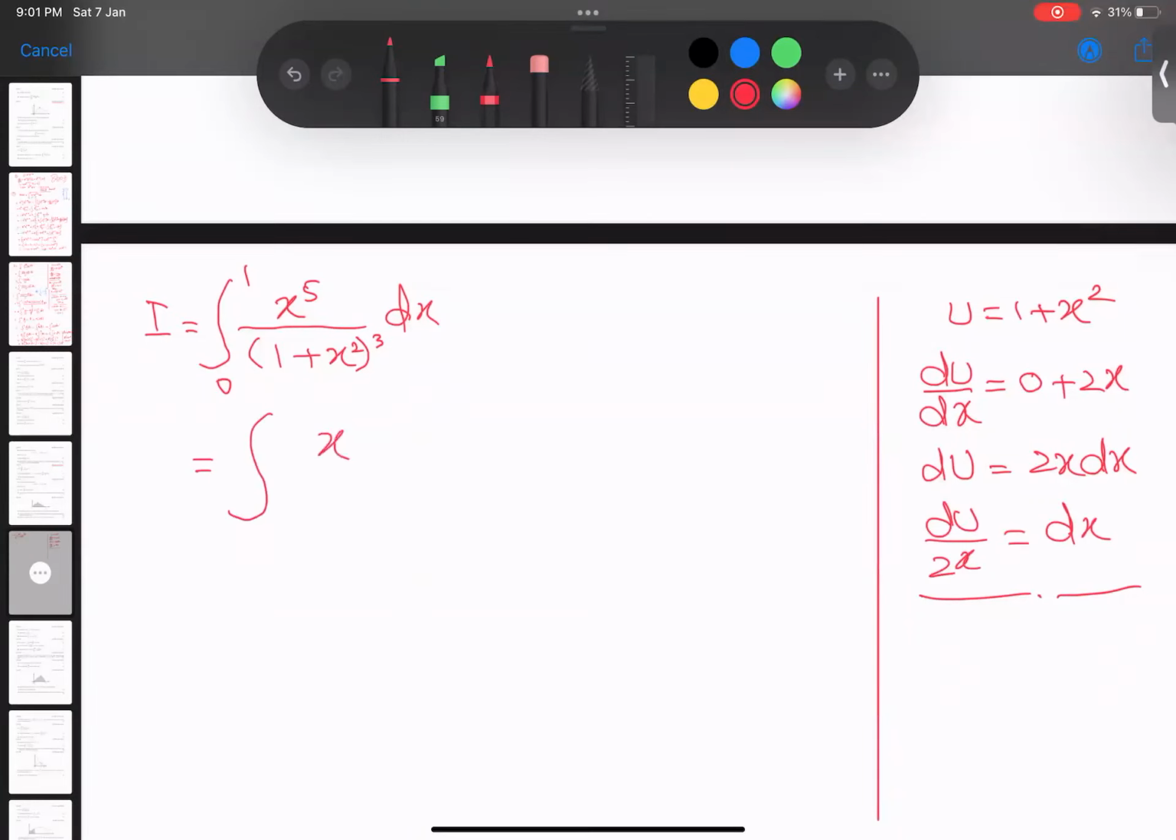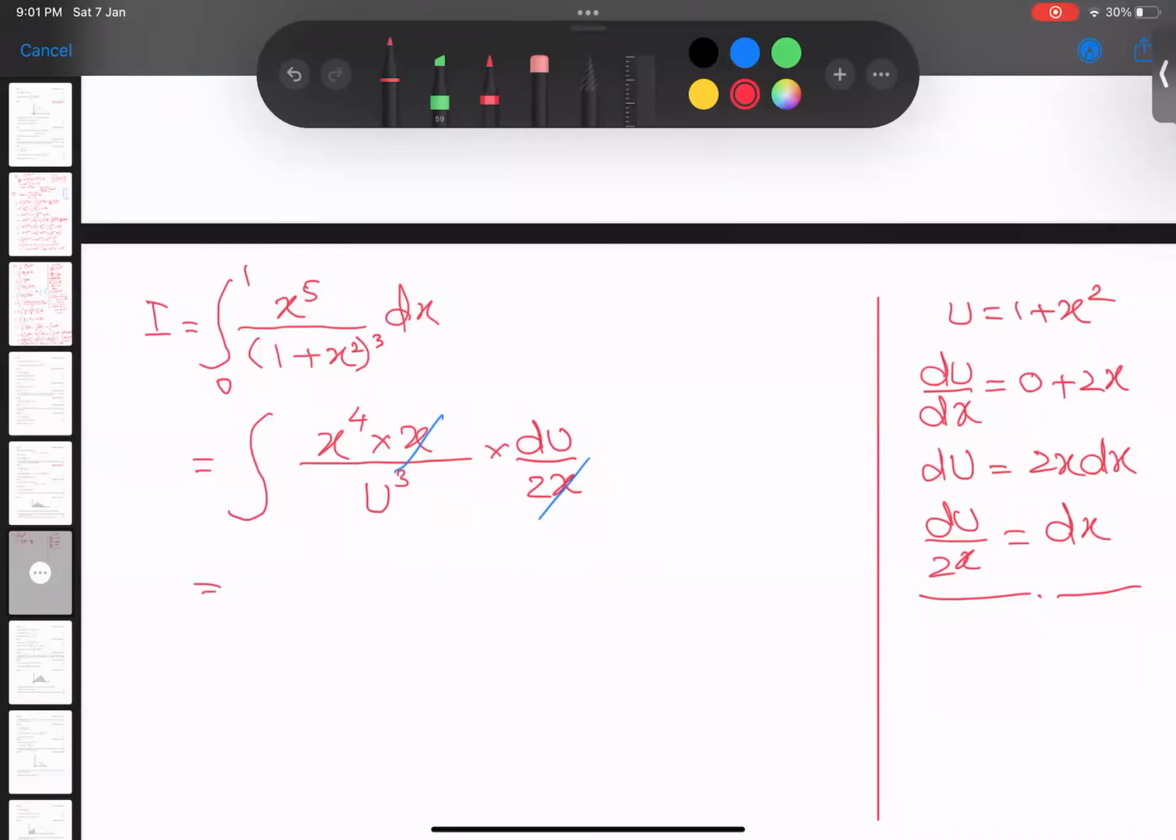I have x to the power 5. I can break it into two parts, x to the power 4 times x, and the denominator part, where the full thing 1 plus x square matches u. So u will go in the denominator and I get u to the power 3. In the place of dx, I replace du over 2x. Now you can see that this x and this x will cancel out.